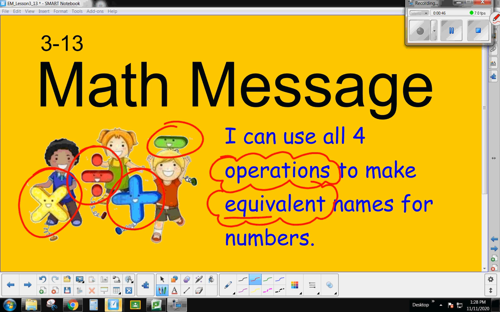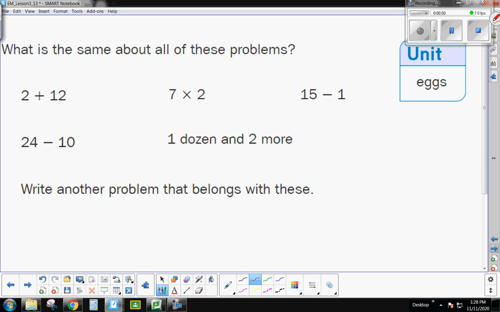So let's look at some examples so that you can see what I'm talking about. All right, I want you to look at all of these problems. Tell me something that all of these problems have in common. Go ahead and pause the video and give yourself a minute to look at them. Okay, hopefully you took that minute to take a look at these. And what did you notice?